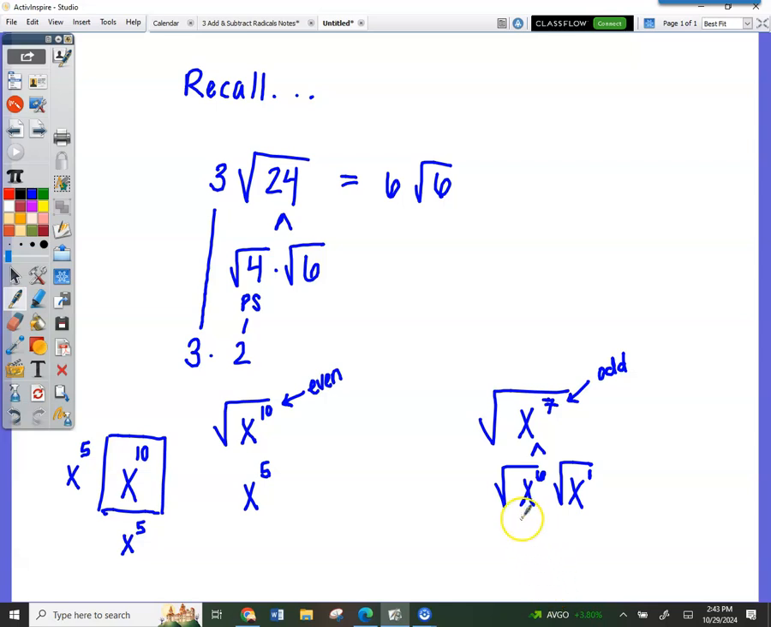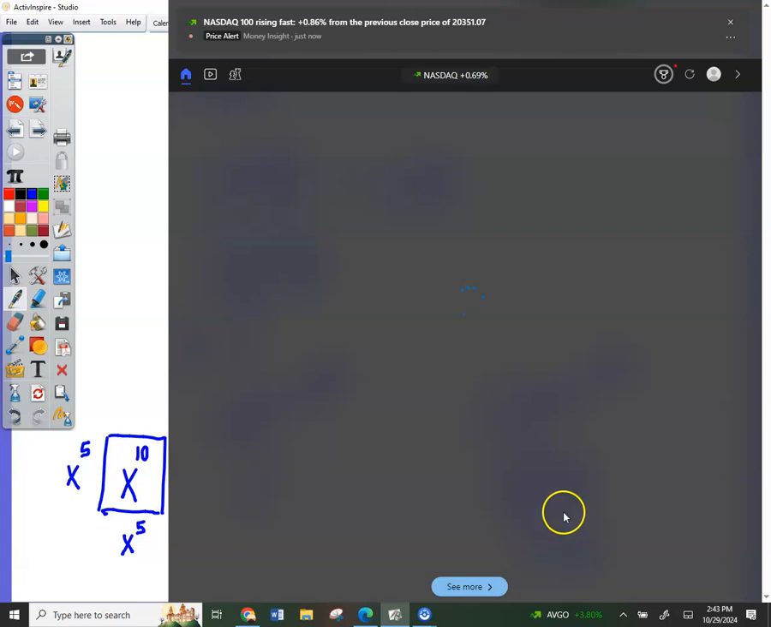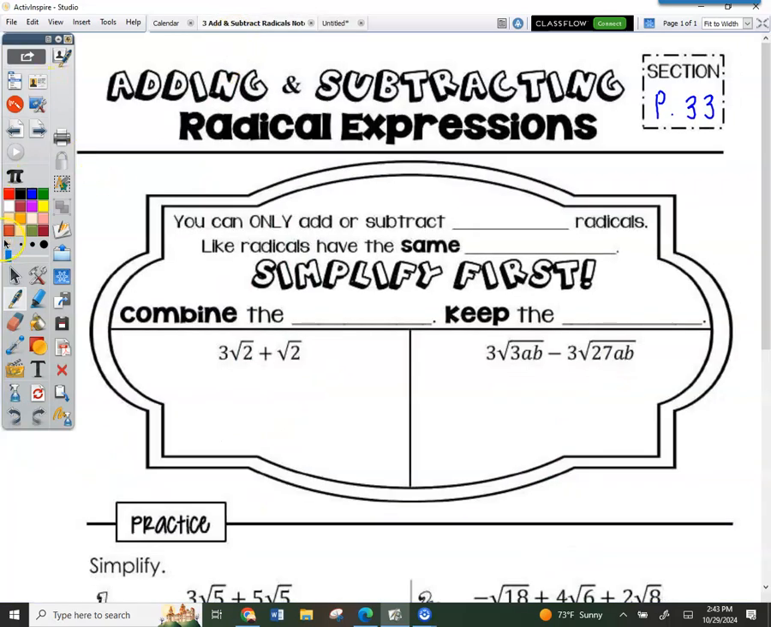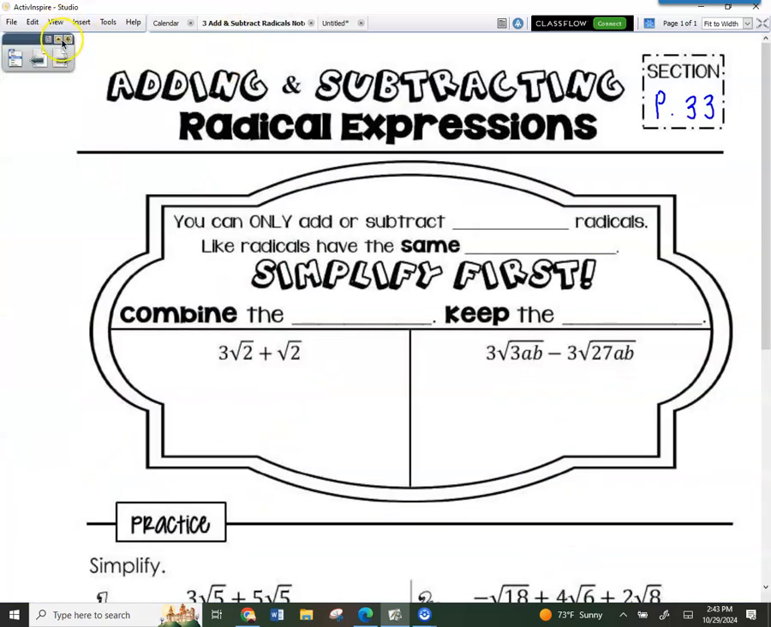What's the square root of x to the 6th power? X to the 3rd. And then bring this down. Okay? What in the world? So there's a crash course on breaking down the radical and breaking down the variables. Now, I showed you that because now what we're doing is looking at adding and subtracting them.